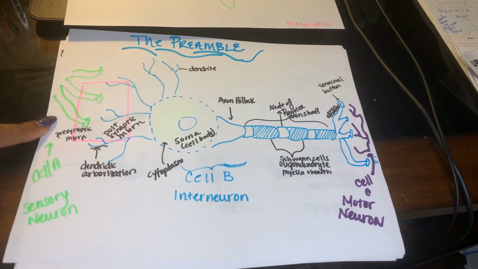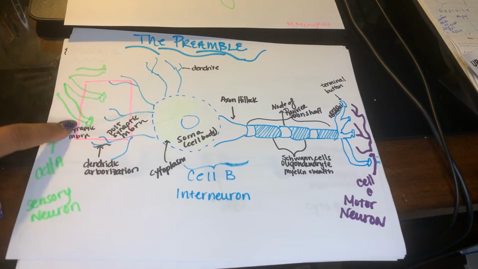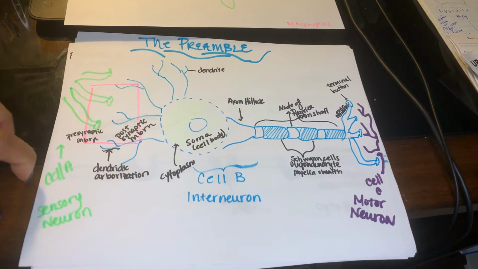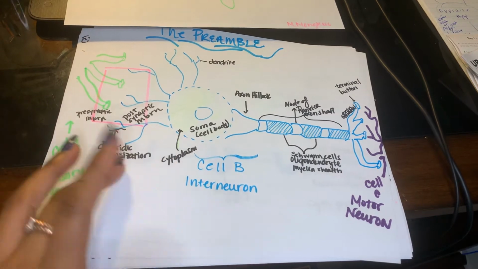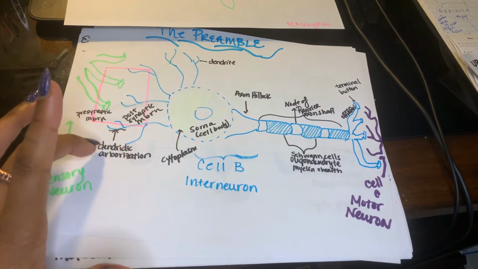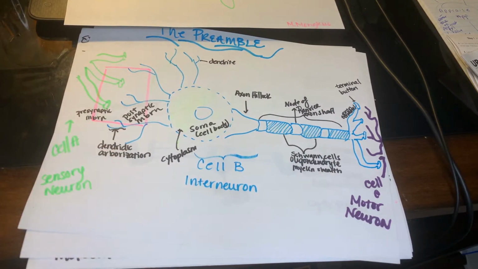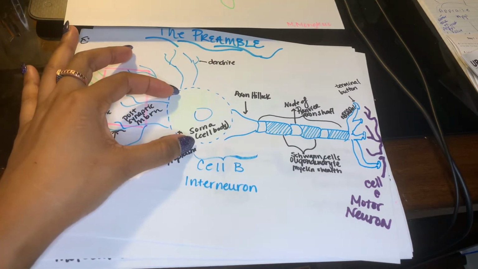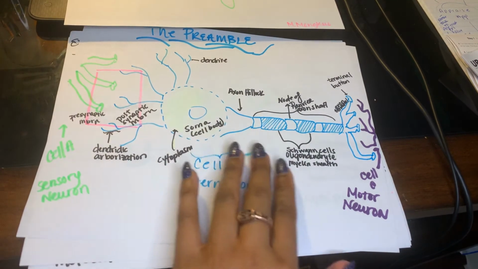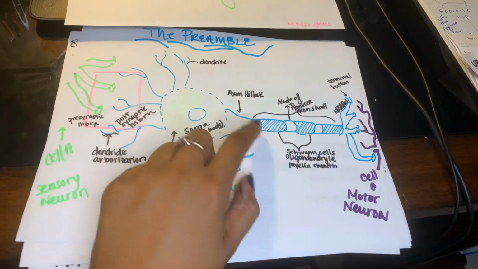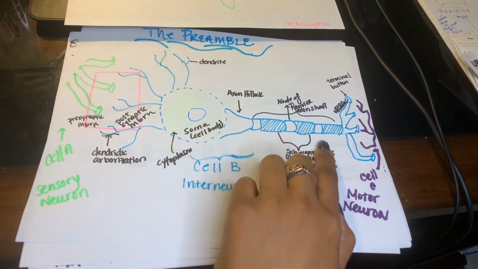Here we have the axon terminal of cell A. We have the synapse between cell A and cell B. We have the dendrites or the dendritic arborization of cell B, the soma or the cell body. Here's the axon hillock, and then we have the axon shaft, and here are the nodes of Ranvier.